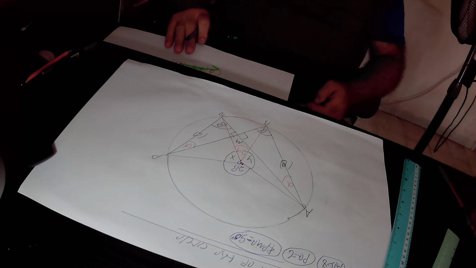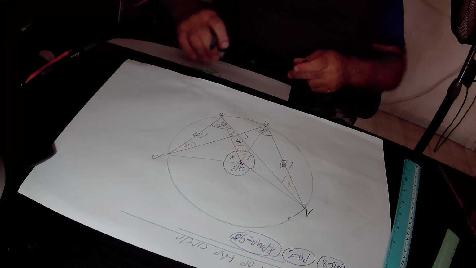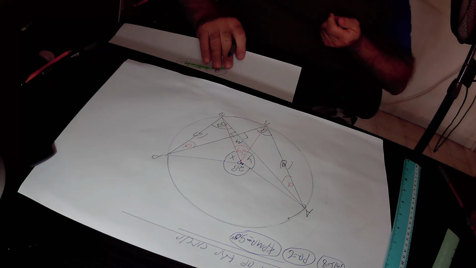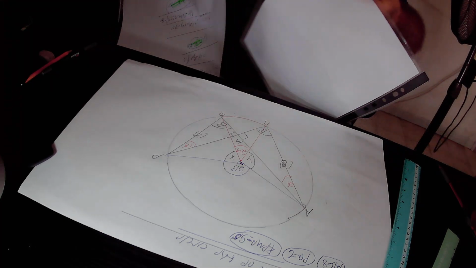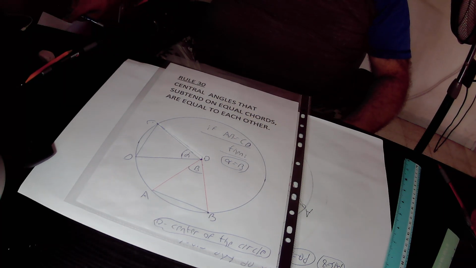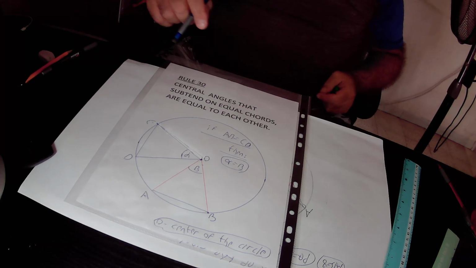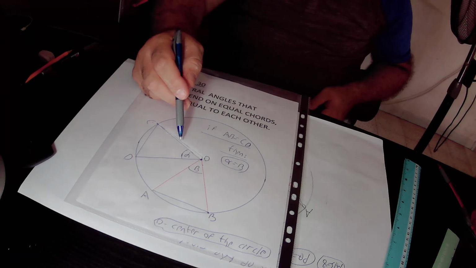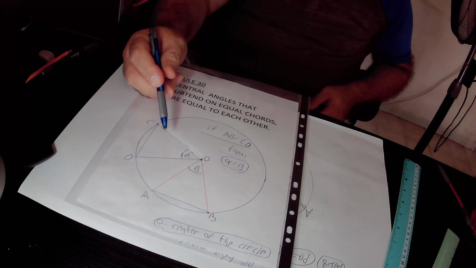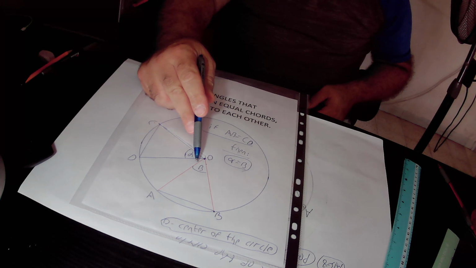So here I can implement rule 30 in our drawing. According to rule 30, angles that subtend on equal chords are equal to each other. So in the drawing, this is angle COD, which equals alpha, and this is angle AOB, which equals beta.